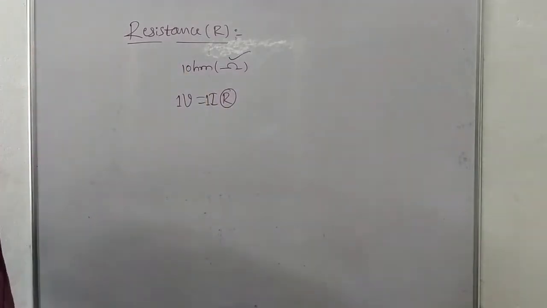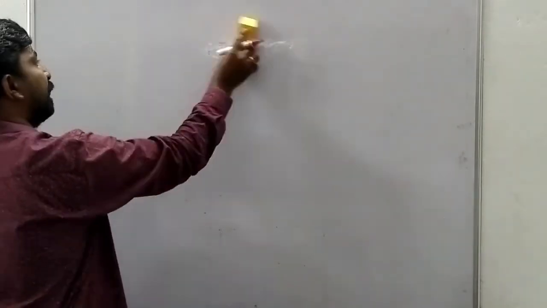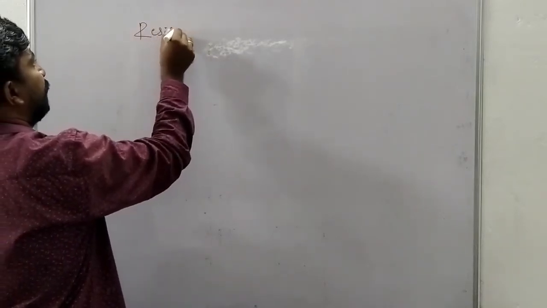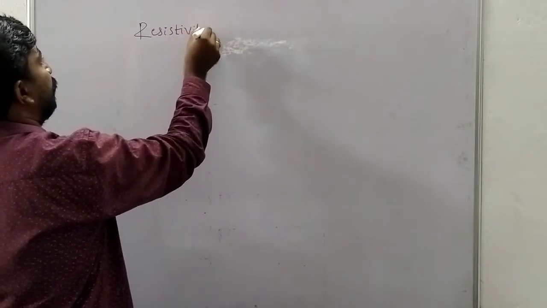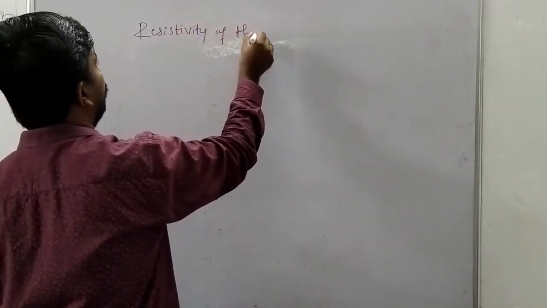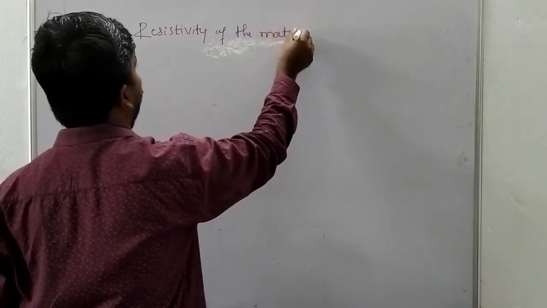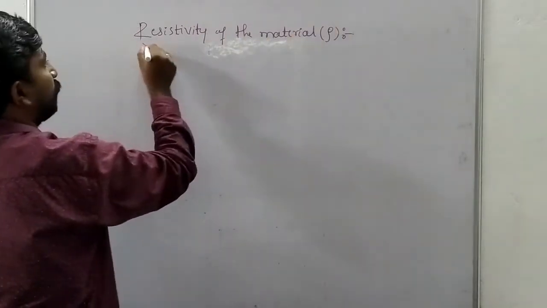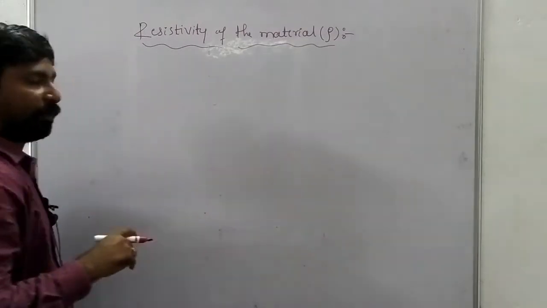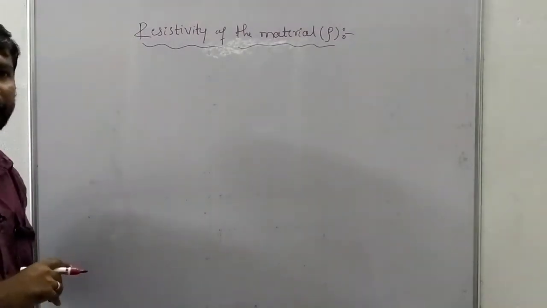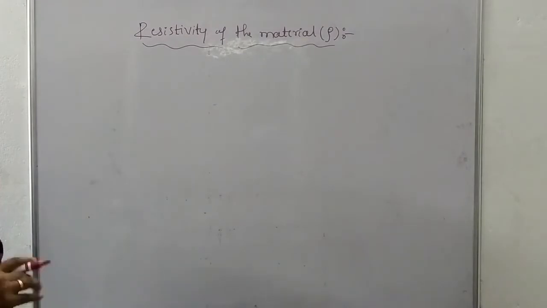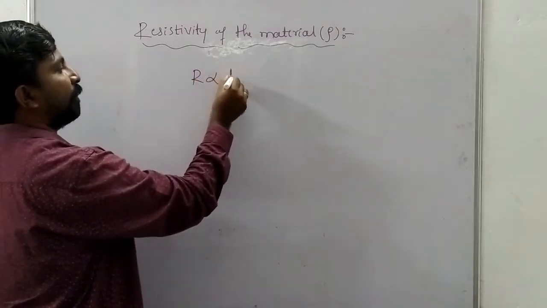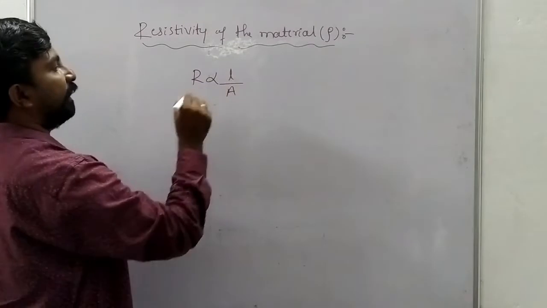So the next concept is resistivity of the material, and it is denoted by rho. We know from the experiment that the resistance of the conductor does not depend upon current and voltage, but it is directly proportional to the length and inversely proportional to the cross-sectional area of the conductor.